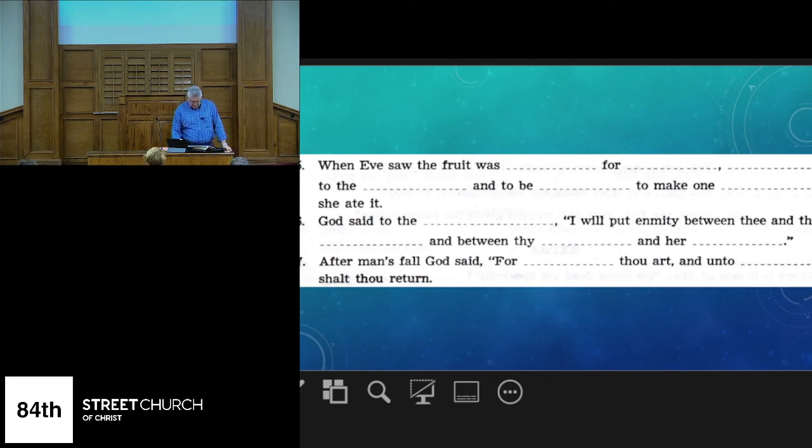God said to the serpent, I will put enmity between thee and the woman, between thy seed and her seed. Satan tempts Jesus in the same way in Matthew 4, 1 through 11.